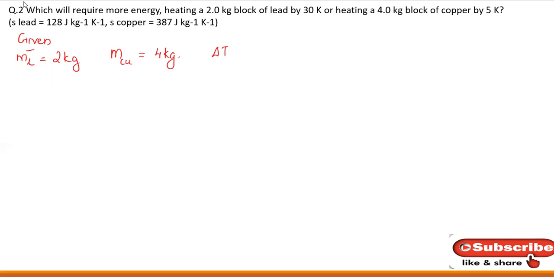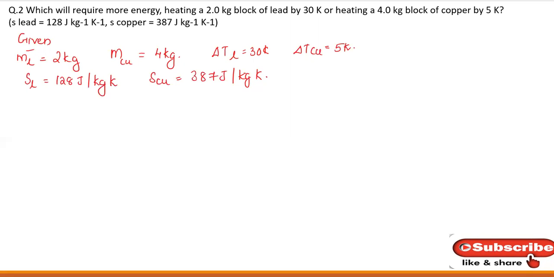The temperature difference delta T of lead is 30 Kelvin, and of copper is 5 Kelvin. Now, the specific heat of lead is 128, and the specific heat of copper is 387 joule per kilogram Kelvin.